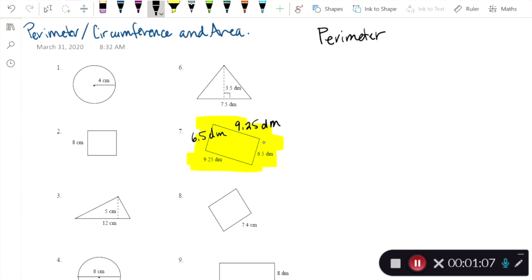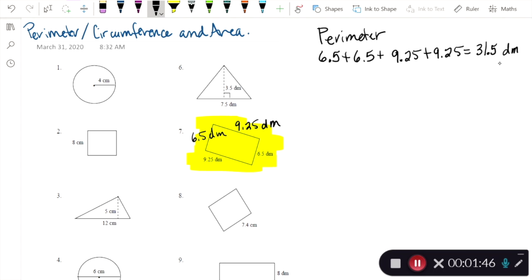So if we want to know the way all the way around, we can go 6.5 plus 9.25 plus 6.5 plus 9.25. So that would look like, well, let me put the 6.5s together. 6.5 plus 6.5 plus, then I'll put my 9.25s together. 9.25 plus 9.25 is going to be equal to some number of decimeters. And that is going to be equal to 31.5 decimeters.